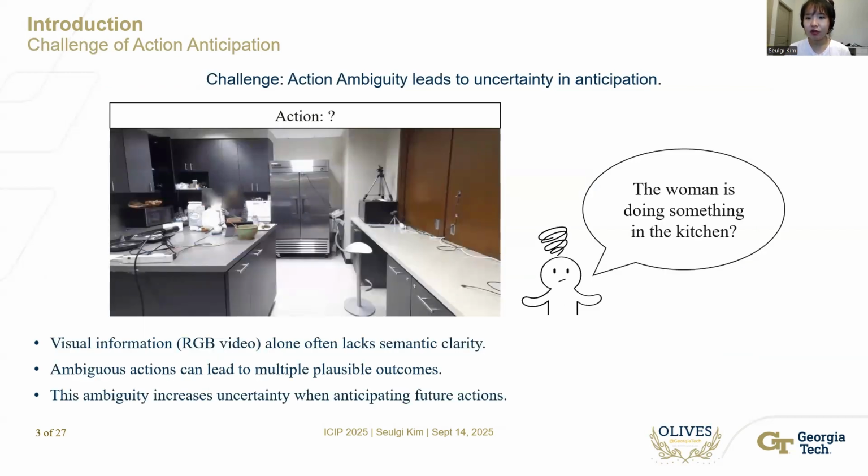The major challenge in action anticipation is that it is often difficult to clearly understand which action is currently happening in the video. This is what we refer to as action ambiguity. When the observed action is ambiguous, there can be multiple possible futures, which leads to increased uncertainty in anticipation.